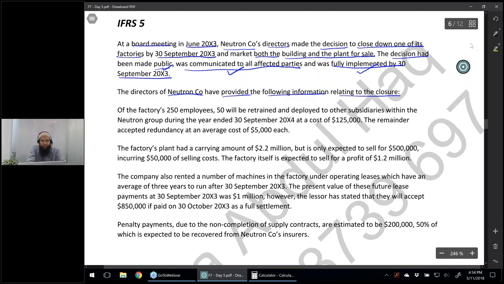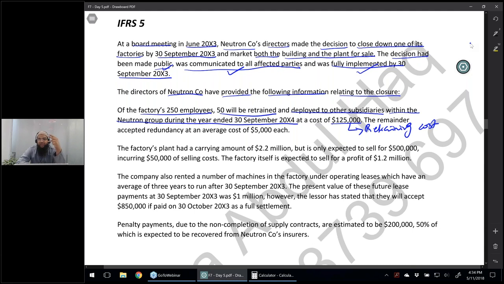The directors of Neutron Company have provided the following information relating to the closure. Of the factory's 250 employees, 50 will be retained, retrained, and deployed to other subsidiaries within the Neutron Group during the year ended 30th September 2024 at a cost of 125,000. So this is the retraining cost. Do we make a provision for retraining cost? No. In case of redundancy, there are three impacts: retraining, relocation, and redundancy, and any contract termination. So we can say when we are closing down a business, there are four impacts.